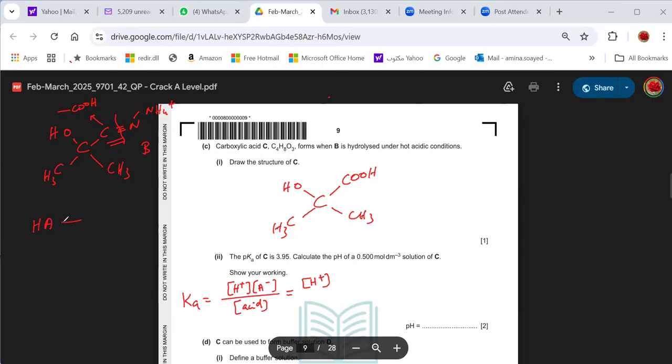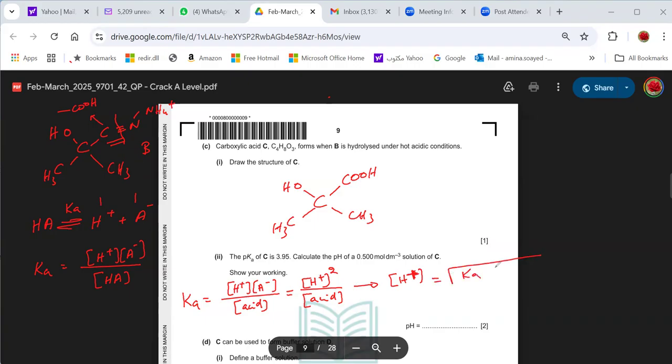Whenever you have a weak acid, it ionizes partially to form the hydrogen ions plus the A minus. And here we have the acid dissociation constant, Ka, and we say that the Ka equals the concentration of H positive times the concentration of the A minus divided by the concentration of the acid HA. As these two are in the mole ratio 1:1, we can remove the concentration of the A minus and we write H positive squared divided by the concentration of the acid. This means that the concentration of the hydrogen ions is equal to the square root of Ka times the concentration of the acid. And so it is equal to the square root of, we have to get back the Ka. As the pKa is equal to 3.95, then the Ka is equal to 10 to the power minus 3.95.